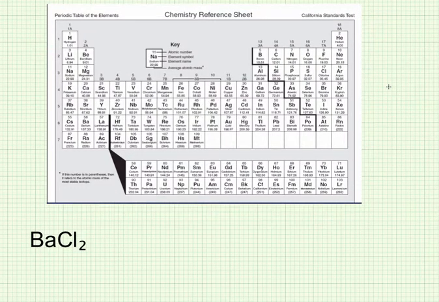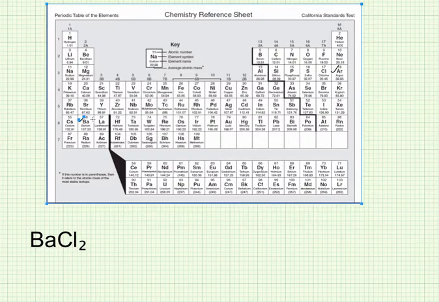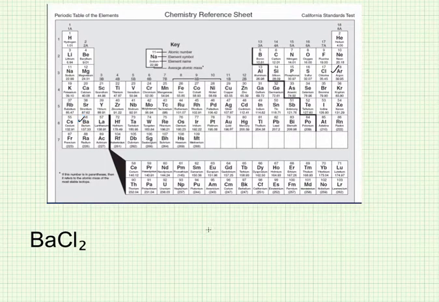All right, on this next example, we have barium chloride. And do you notice what's different as far as its formula? It has a subscript, this 2. And this 2 tells me that I need 2 chlorine atoms for every 1 barium. So barium is a metal, so it's over here on the left-hand side. It has a mass of 137.33, so let's write that down.